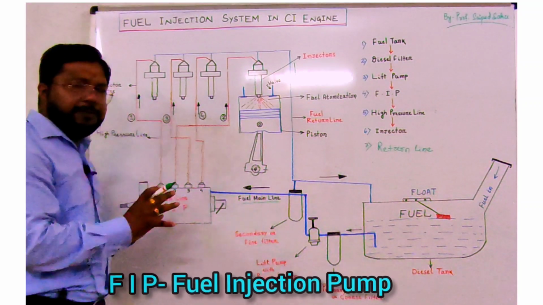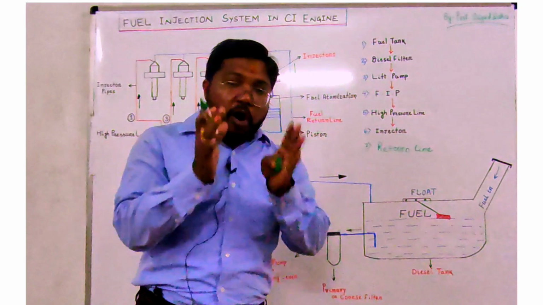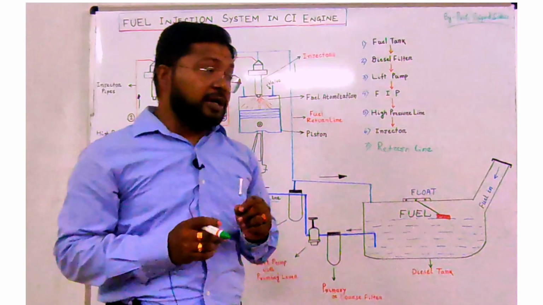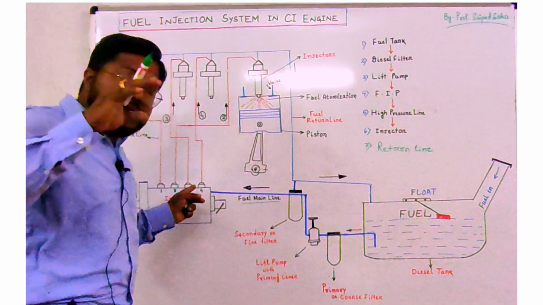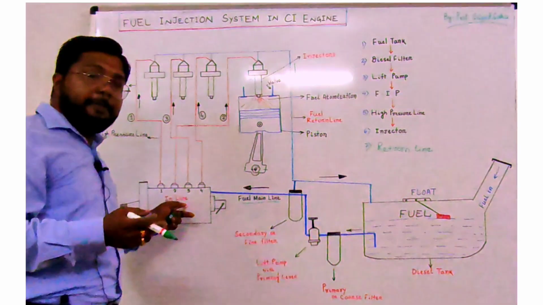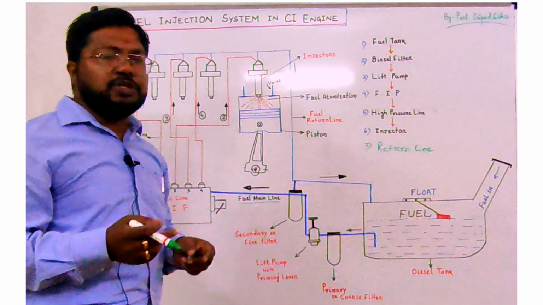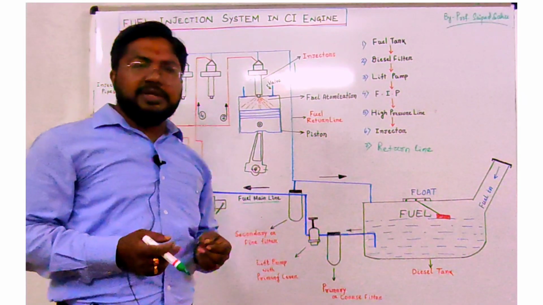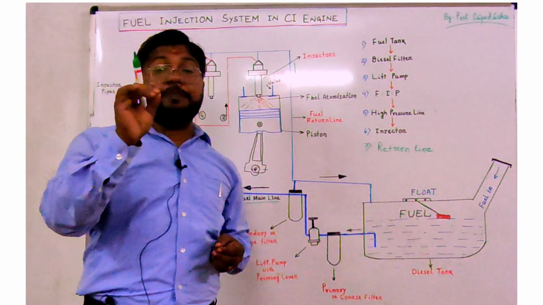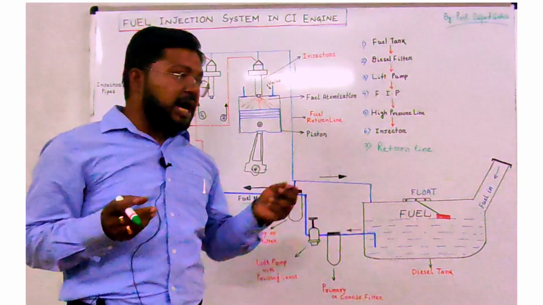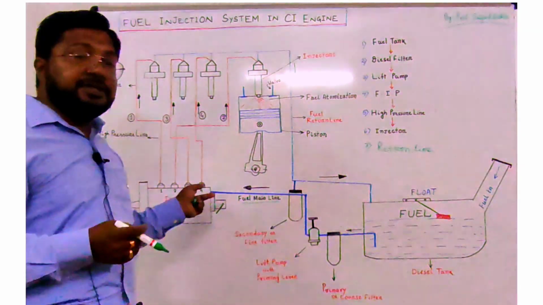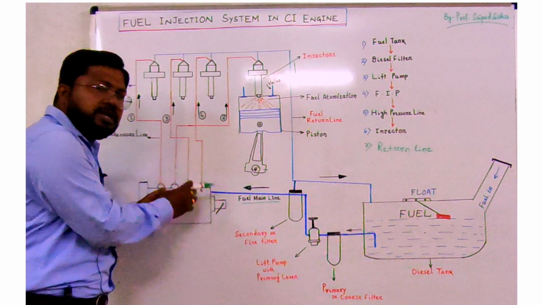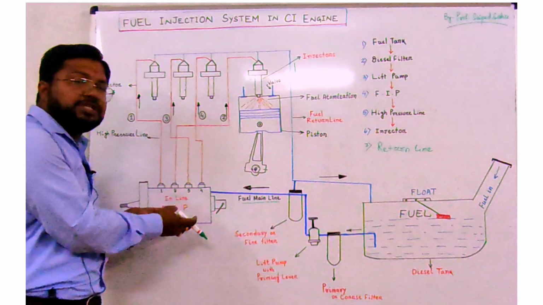Inside this FIP, it is a very complex device, a small component, but inside it there are a number of piston cylinder arrangements so that it develops a very high pressure. Whatever fuel is coming to this FIP, this FIP is responsible for generating very high pressure. Generally in common CI engines, we generate a pressure of around 200 to 250 bar. You can imagine, atmospheric pressure is 1 bar, but this FIP is generating 200 to 250 bar. There are a number of piston cylinder or plunger arrangements through which it generates the high pressure.